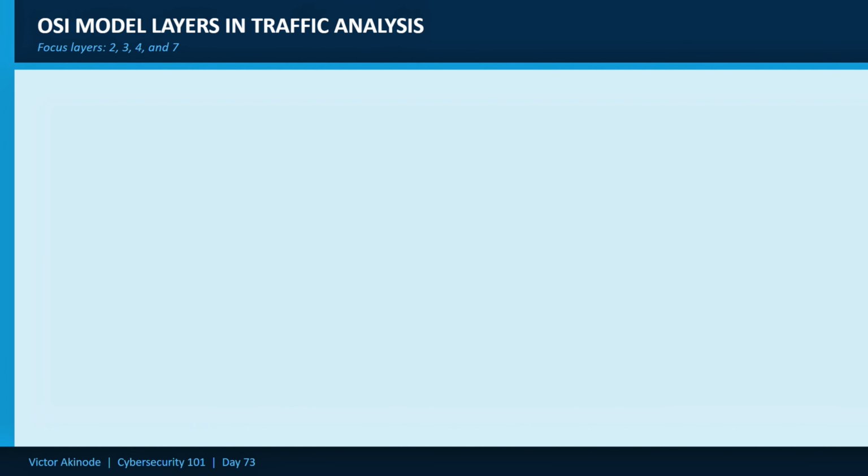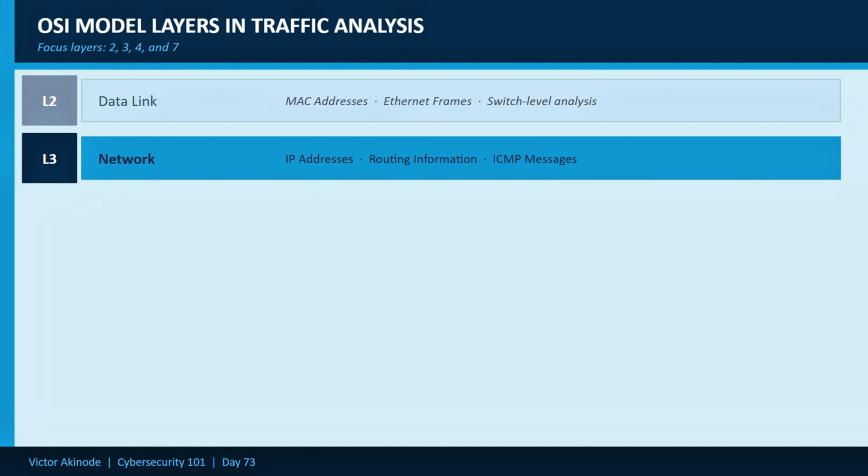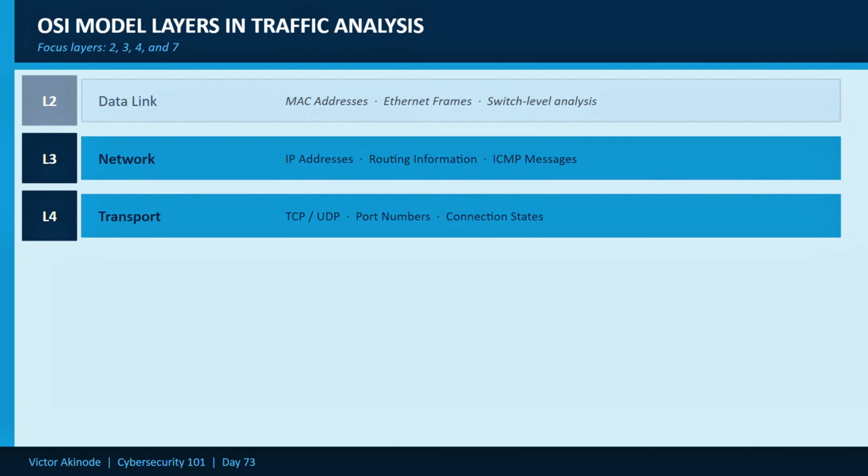So let's see how the OSI model applies to traffic analysis. The first layer we'll consider is layer 2, and that is the data link layer. And this gives us MAC addresses, Ethernet frames, and switch level analysis. The next one is layer 3, which is the network layer, and it provides IP addresses, routing information, and ICMP messages. The next one is the fourth layer, which is the transport layer, and this shows TCP and UDP protocols, port numbers, and connection states.